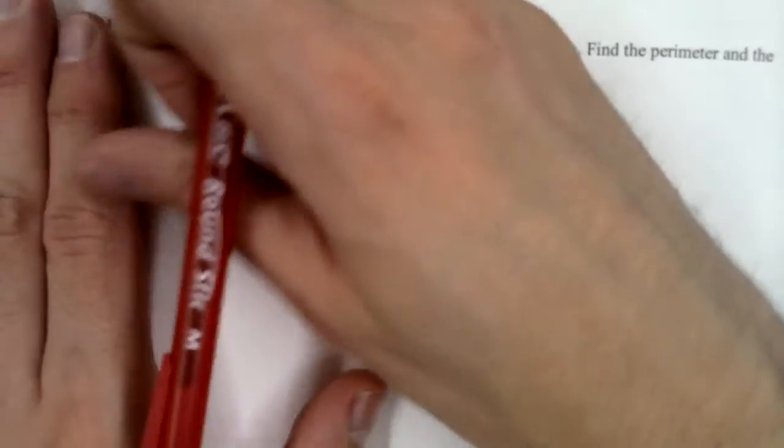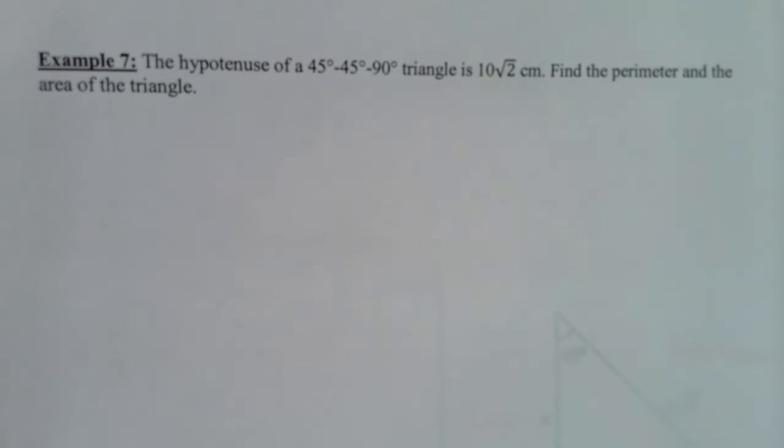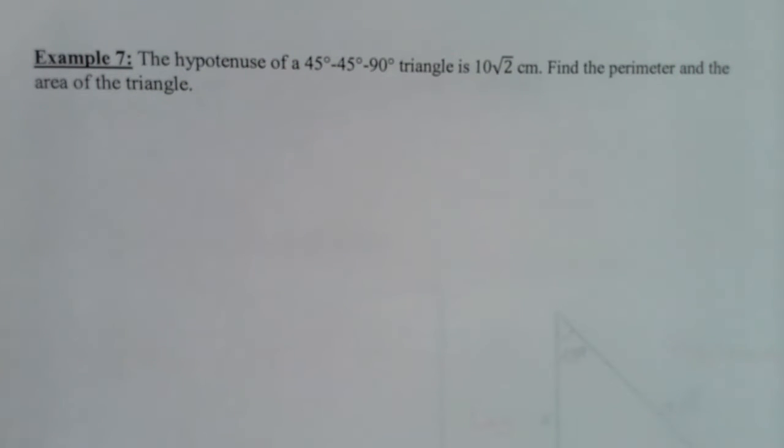2 more problems, a couple word problems, because I know everybody loves word problems. Example 7. The hypotenuse of a 45, 45, 90 triangle is 10 square root of 2 centimeters. Find the perimeter and the area of the triangle. Okay. Let's draw the triangle first.